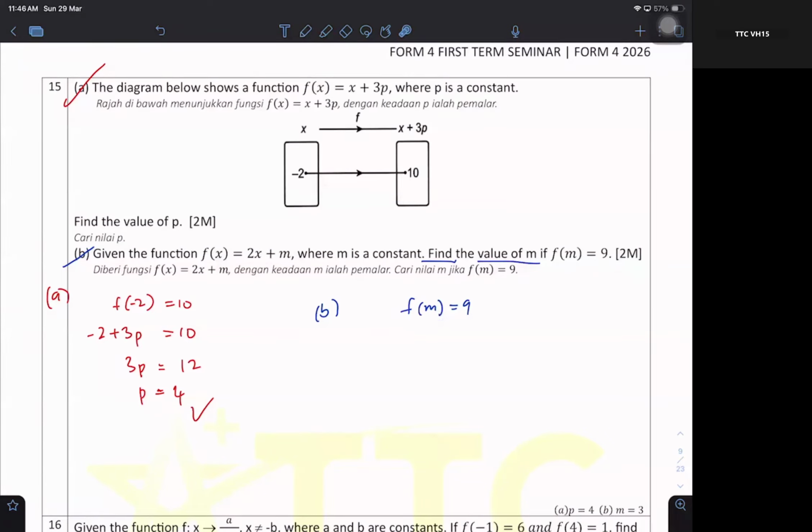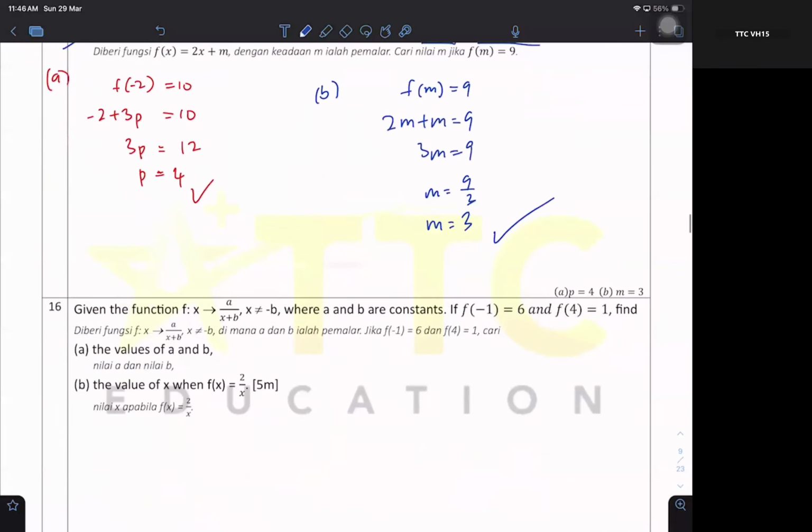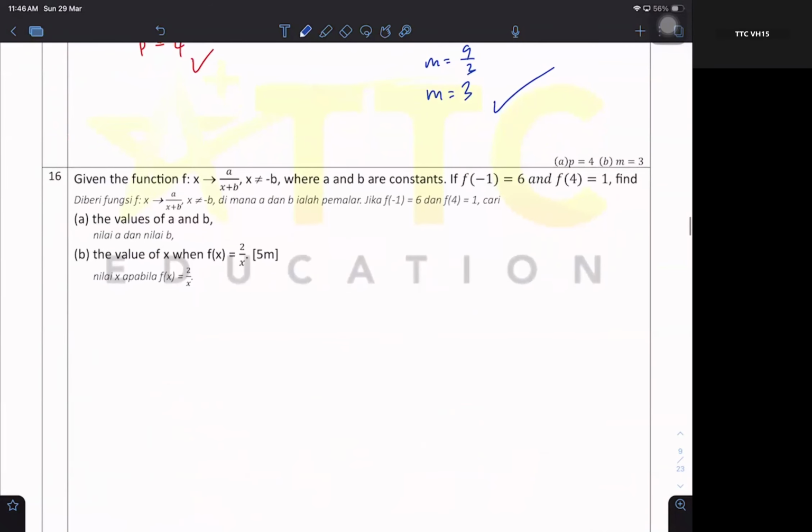Then what should we do? Again, the most important thing is take the bracket and sub into the x. So m sub in becomes 2m plus m. 2m plus m is 3m. 9 over 3 is 3. This one is too simple. Okay, next.